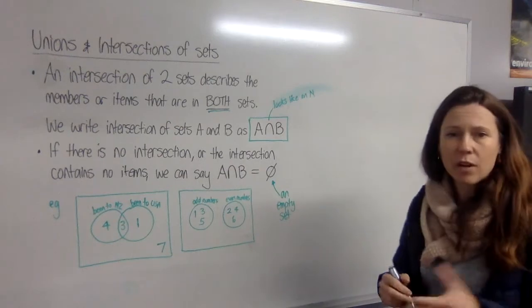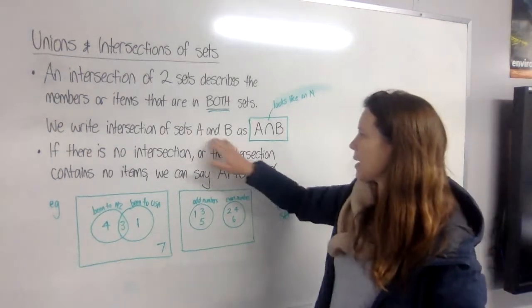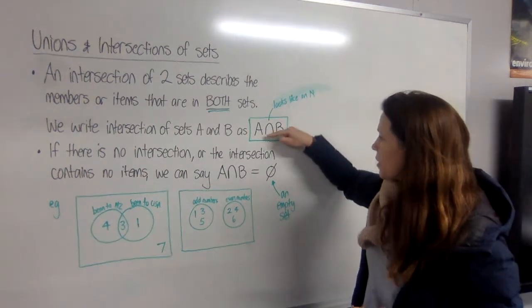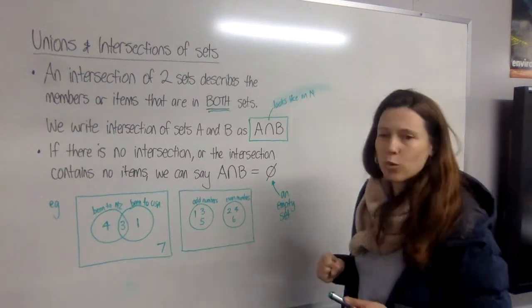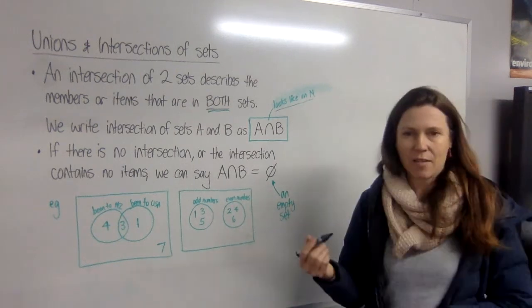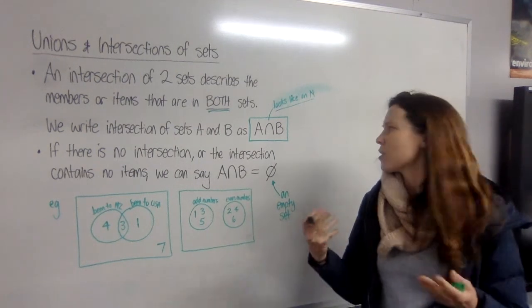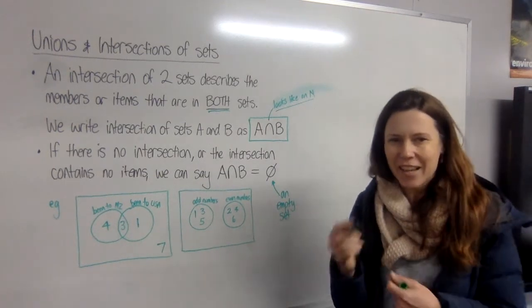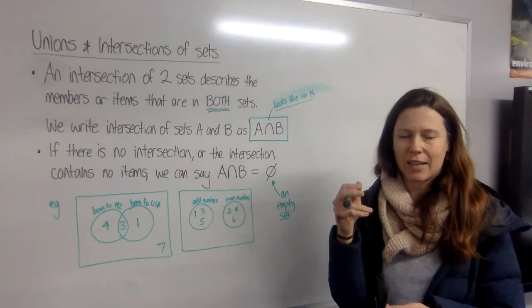Either way, we can describe the intersection of sets A and B by writing the letters A and B, if that's the name of our sets, and then putting this sort of upside down U here. It's a little bit like a hump. Now, I've written there that it looks like an N. I'm not sure why, but when I first learnt this, I said it like that to remind me that it looks like an N.